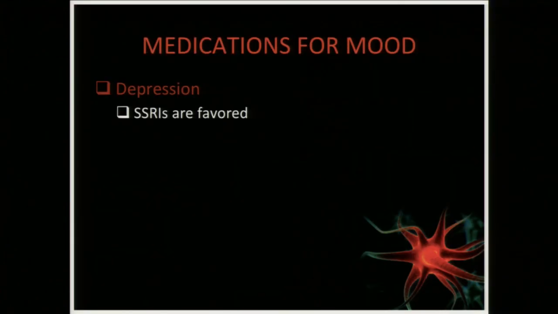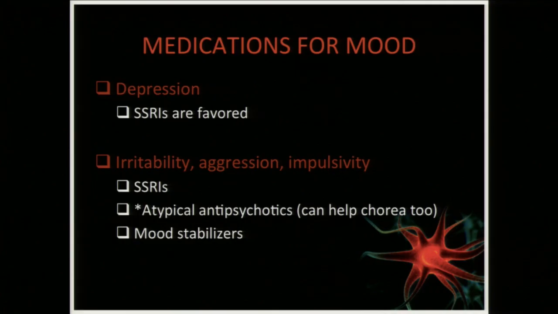So for depression, the class of medications that's favored is called SSRIs. These are kind of the classic medications we all know about. Prozac is one of them. And SSRIs can also help with irritability, anxiety it can help a lot with, and sometimes the impulsivity.